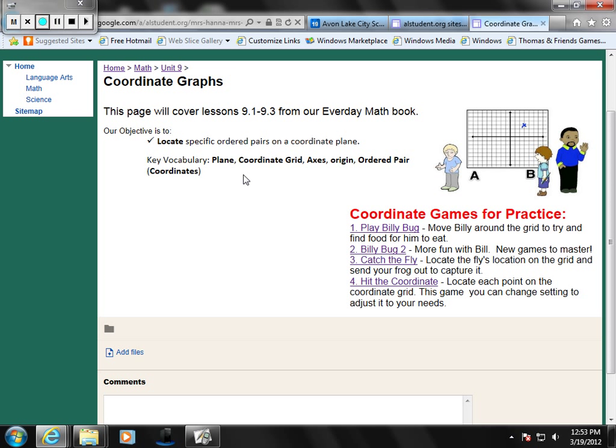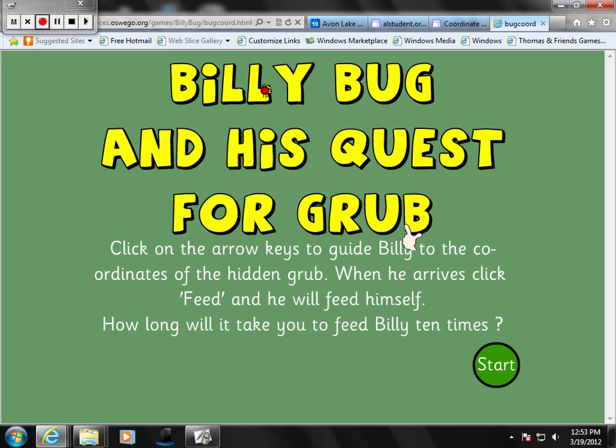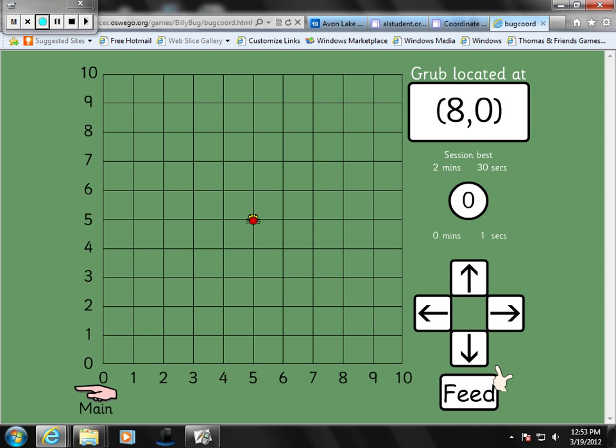A couple of the other things, if you want to play some coordinate games just to get some practice, you can play Billy Bug. Billy Bug's a really fun game where you're trying to capture the bug so that he can eat. Hit start. Look for the grubs. We want to go to 8, 0. 8 on my X-axis, 0 on my Y-axis, and we want to feed him. And yahoo, I got it right.